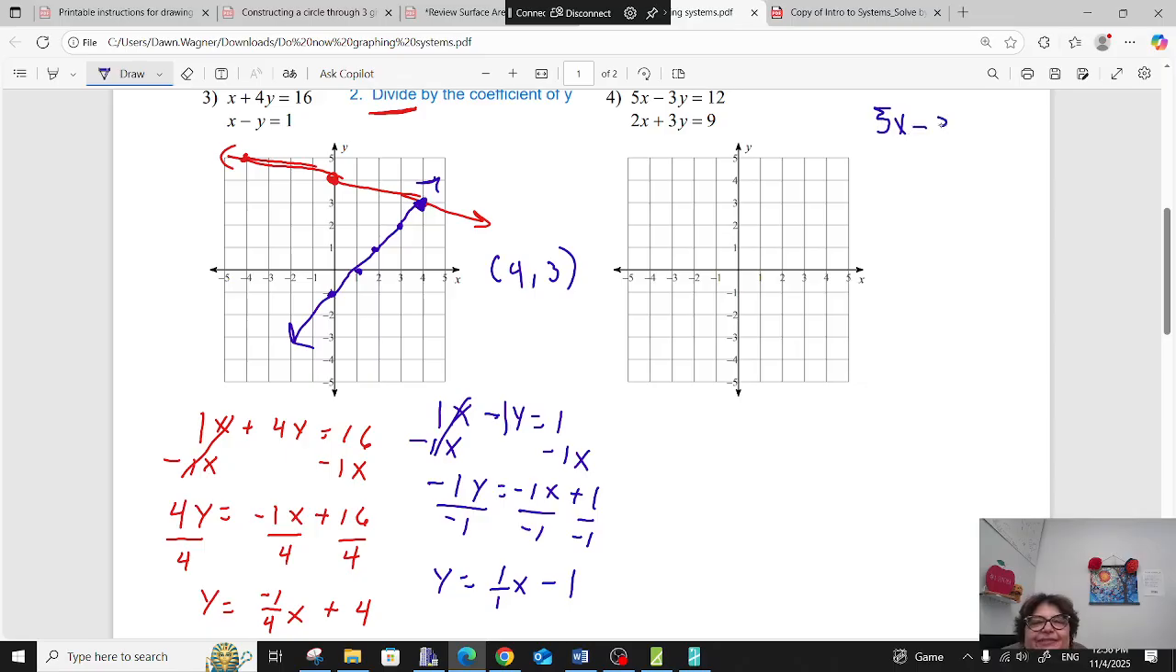5x minus 3y equals 12. So what do I do? That cancels. What do I write right here? Beautiful. All the way across. And so now what do I get?